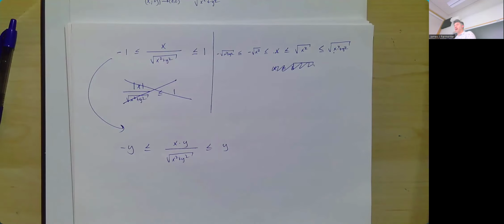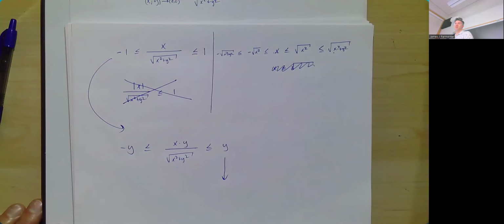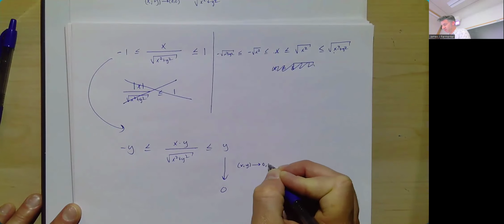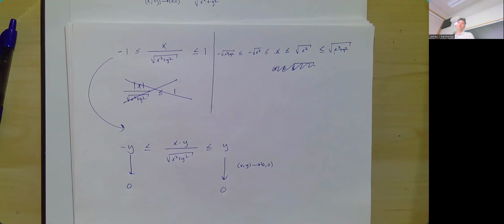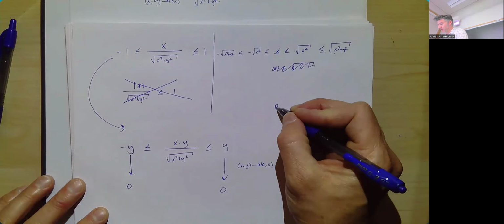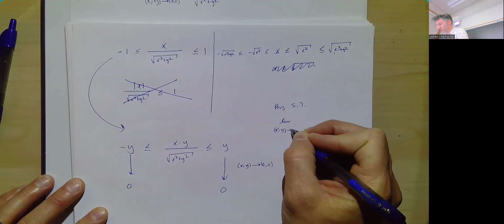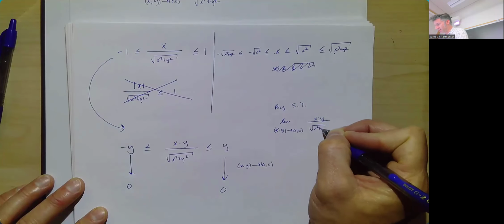And now, as (x, y) approaches (0, 0), where does y go? If (x, y) is approaching (0, 0), y has to go to 0. Similarly, -y also goes to 0. So the thing in the middle has to get squeezed to 0. There's no other choice. By the squeeze theorem, the limit as (x, y) approaches (0, 0) of x times y over the square root of x squared plus y squared has to be 0.